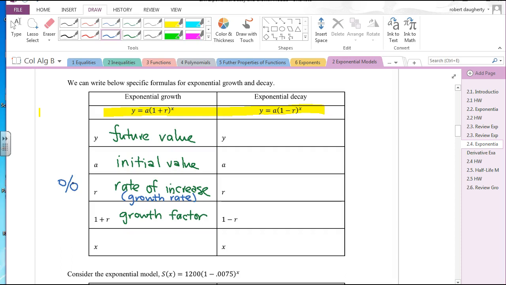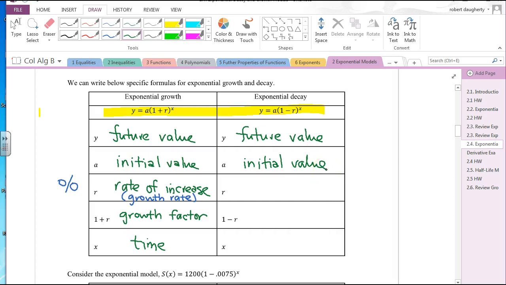And then in this model, what is x? Time, okay? If I look at writing the formula like this, 1 minus r, everything is the same. So this is my future value. This is my initial value.